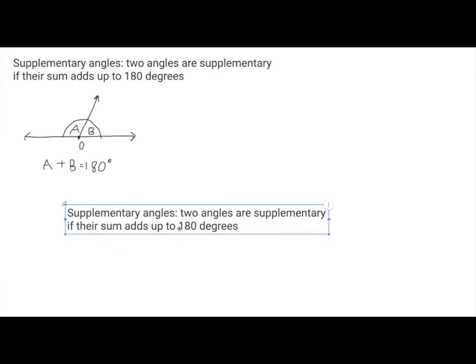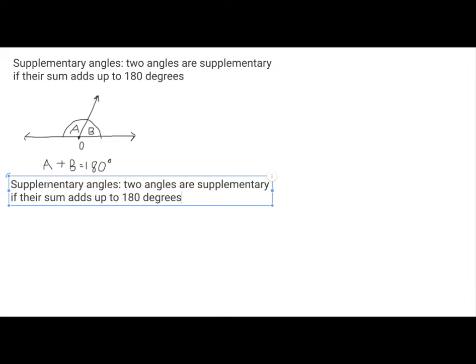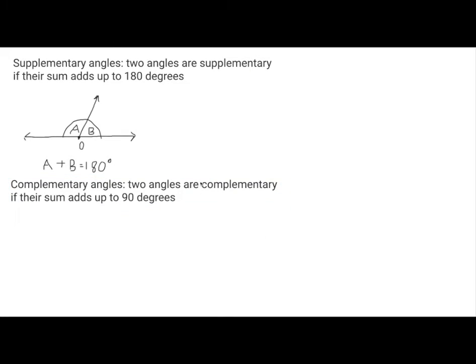In contrast, you may find complementary angles, which are when two angles add up to 90 degrees. So two angles are complementary if their sum adds up to 90 degrees.